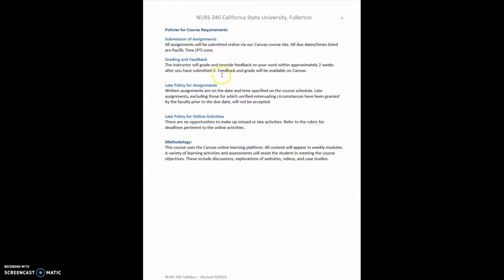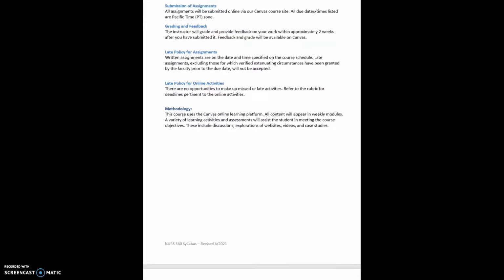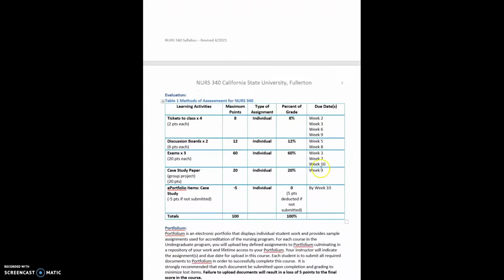Grading and feedback. I try to be pretty fast on grading and feedback. You will see that. Here's the breakdown of when these are actually due. So tickets to class, there are 4 of them. This is actually just to engage you in your reading. So the idea isn't to Google the answers, but to actually pull it from what you're reading to keep you on track with the weeks as the summer progresses.